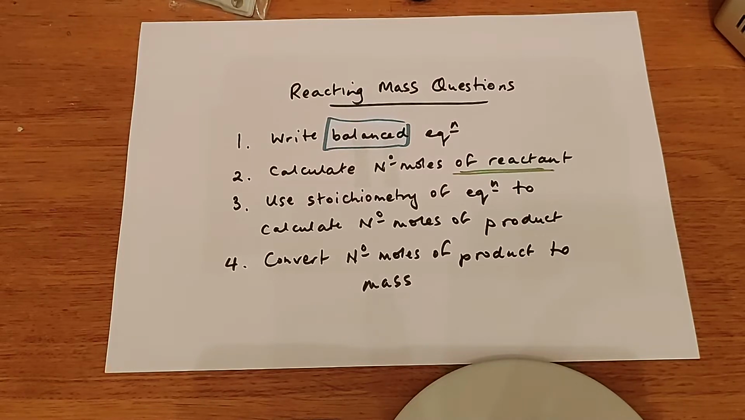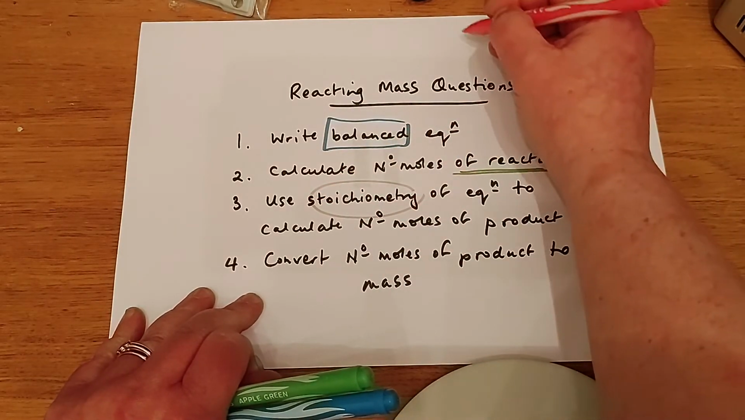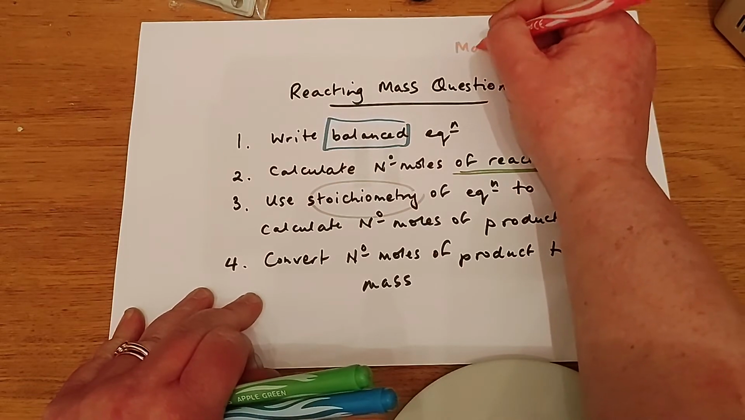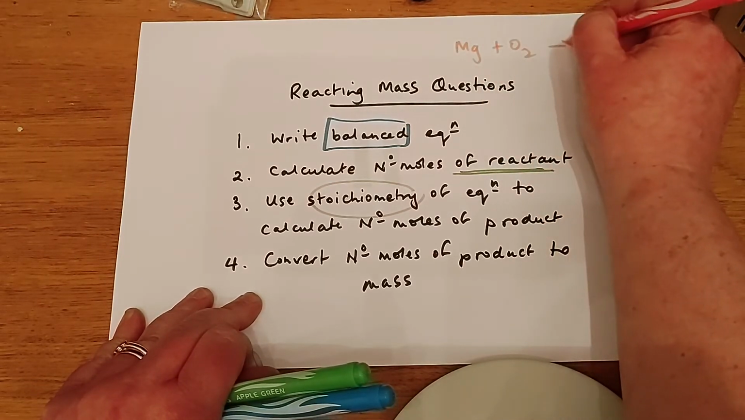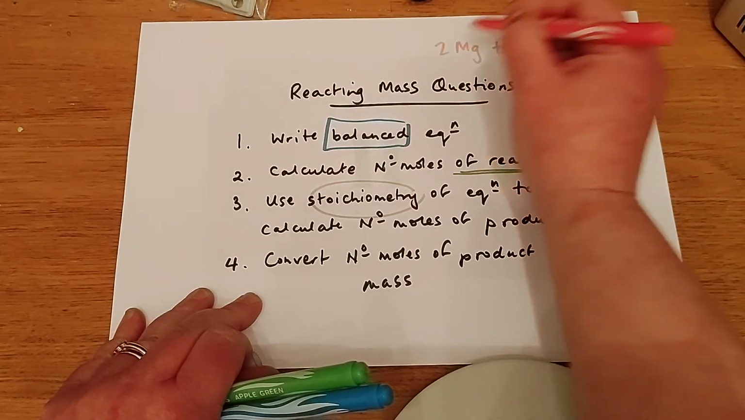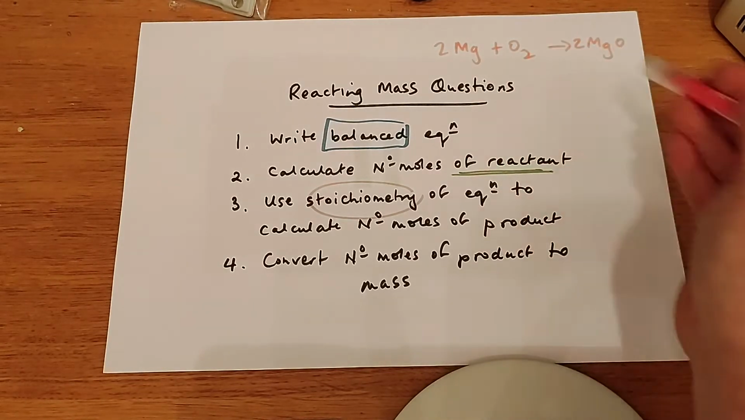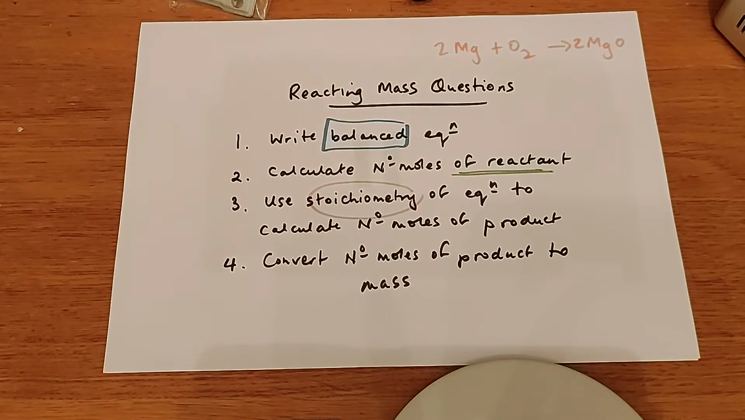Then you're going to use the stoichiometry of the equation to calculate the number of moles of product. By stoichiometry, I mean the number of moles in the balanced equation. So in that example that we looked at earlier on, which was Mg plus O2 gives you MgO, we needed 2 magnesium oxide and 2 magnesium to balance the equation. So that's the stoichiometry. It's the ratio that the reactants and products occur in the equation.